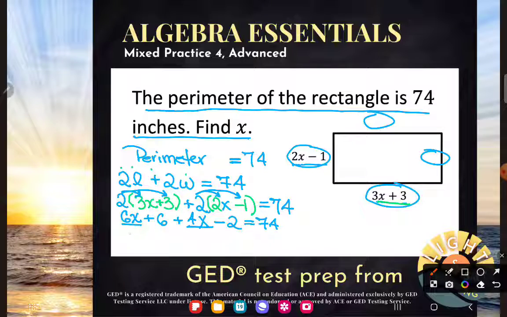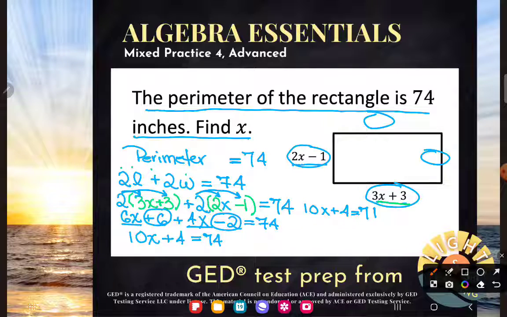6x plus 4x is 10x. And positive 6 minus 2, keep the sign with the number, is positive 4. And that whole thing will be equal to 74. Great. Now, I simplified as much as I can. I don't need the second wisdom principle because there's only letters on one side. And so it's time to start isolating this variable, working to get it alone.